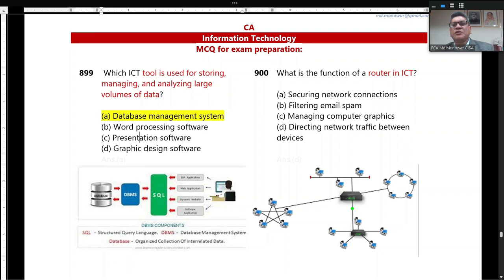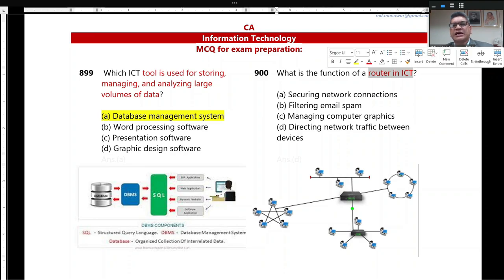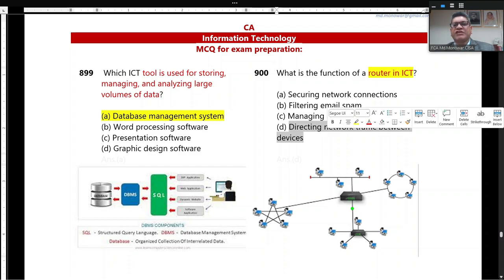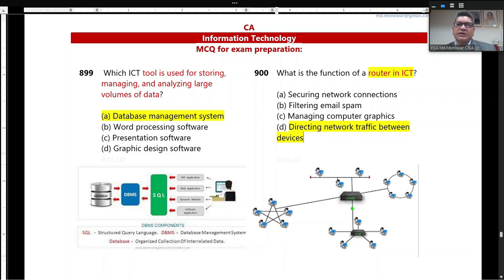What is the function of a router in ICT? ICT the router er function ki? Function, directing network traffic between devices. The router ki kore? Directing network traffic between devices, device guler bhitore network traffic ta ke sundor bhabe sharing kora hoy. So here router, answer D.